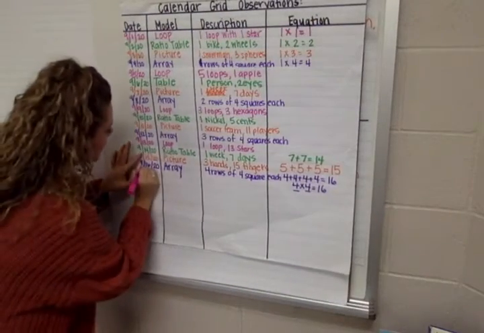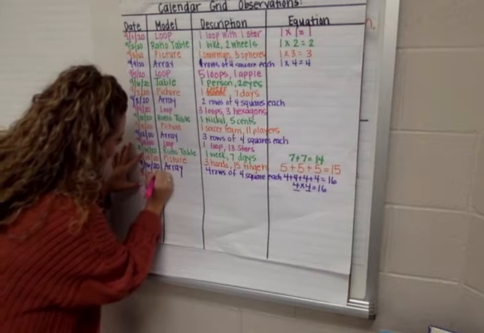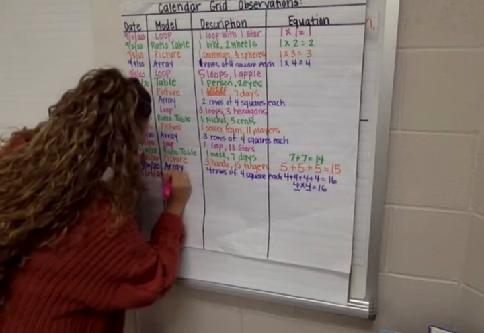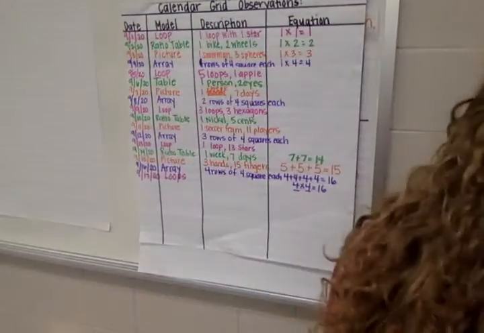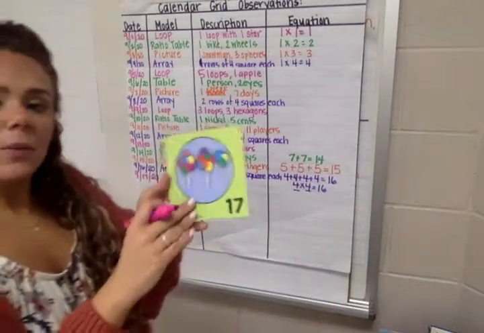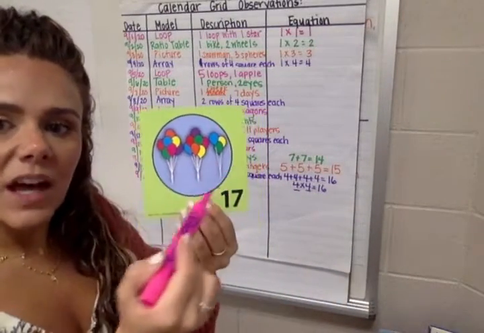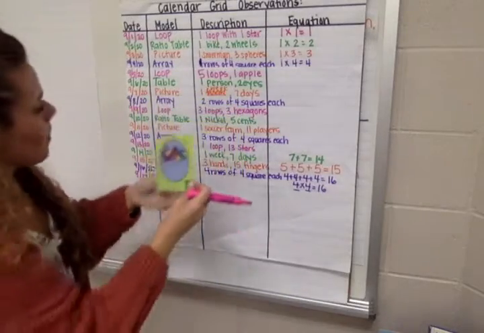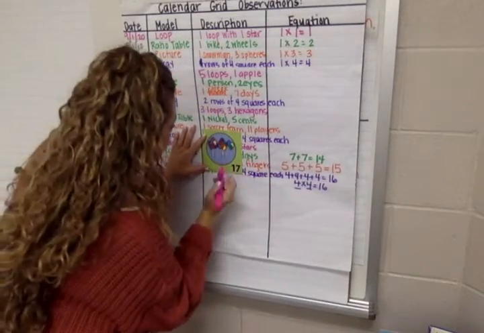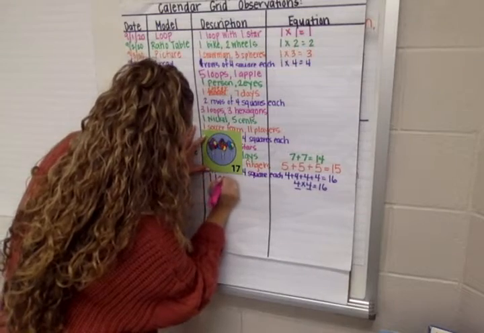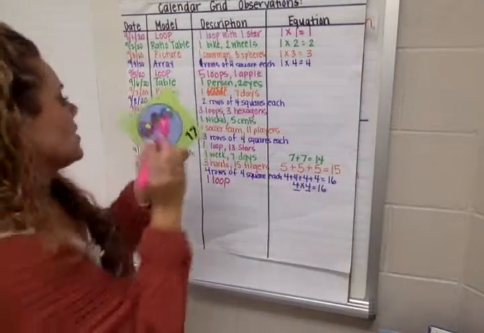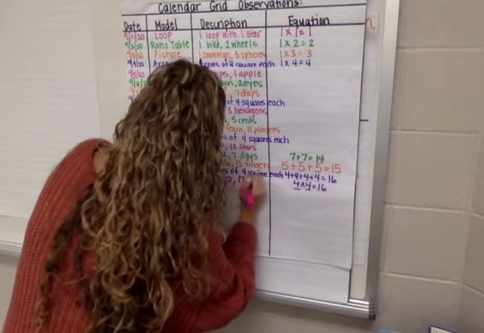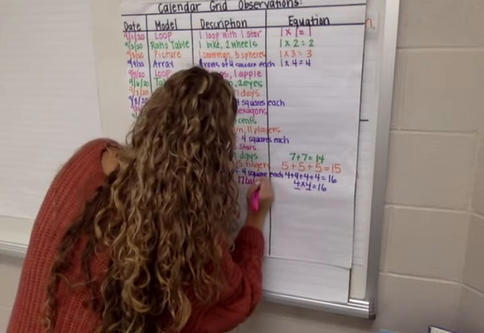Today is 9/17/20. We had loops. Let's look at our calendar card. We had how many loops today? How many loops? We had one loop. And how many balloons are inside the loop? 17 balloons.